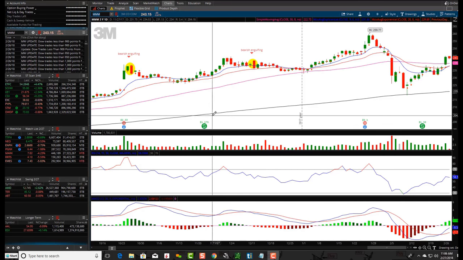Again, these patterns are not always perfect. Sometimes you might see a bearish engulfing and price could continue to go upwards. Nothing is perfect when trading. Obviously, anything can happen at any time. That's why it's important to look at the big overall picture when trading.